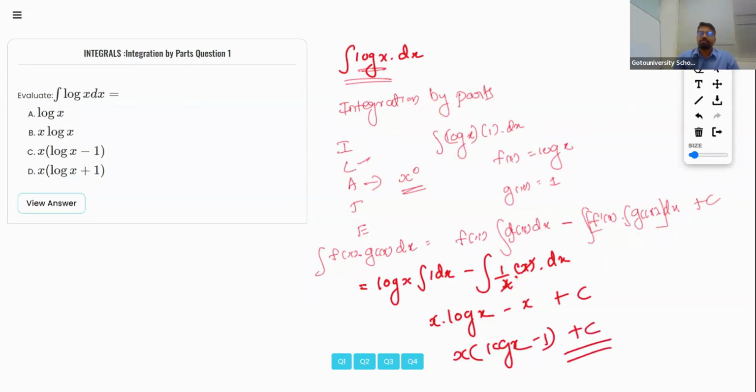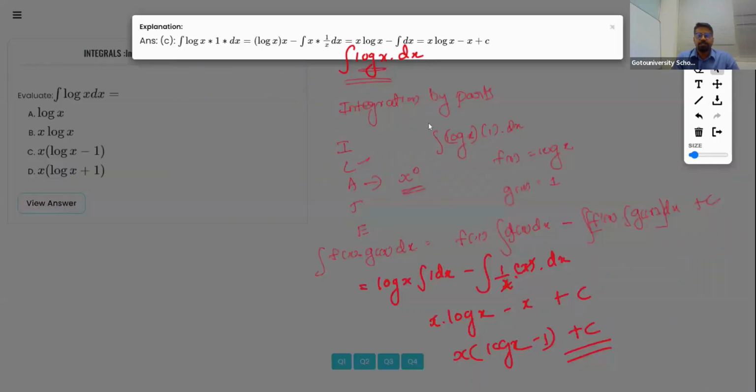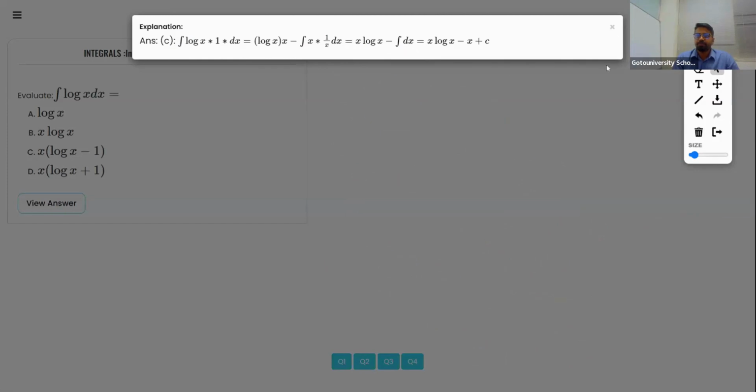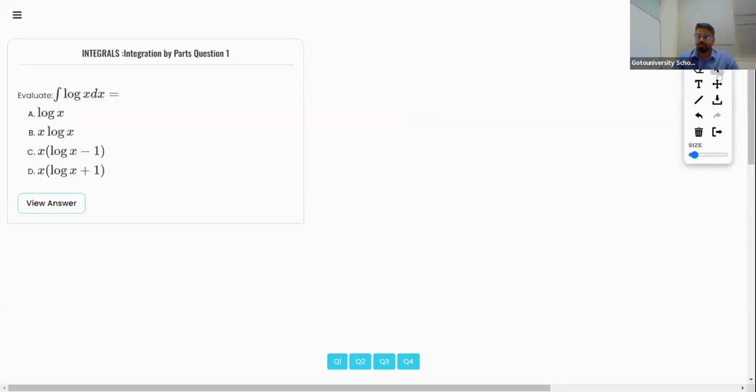So which option is this? Can you check? Let's see the answer. That is option C, right? Our option is clearly matching with our answer. Isn't it easy? It must be easy. Let me quickly solve the remaining 2 questions by this method.